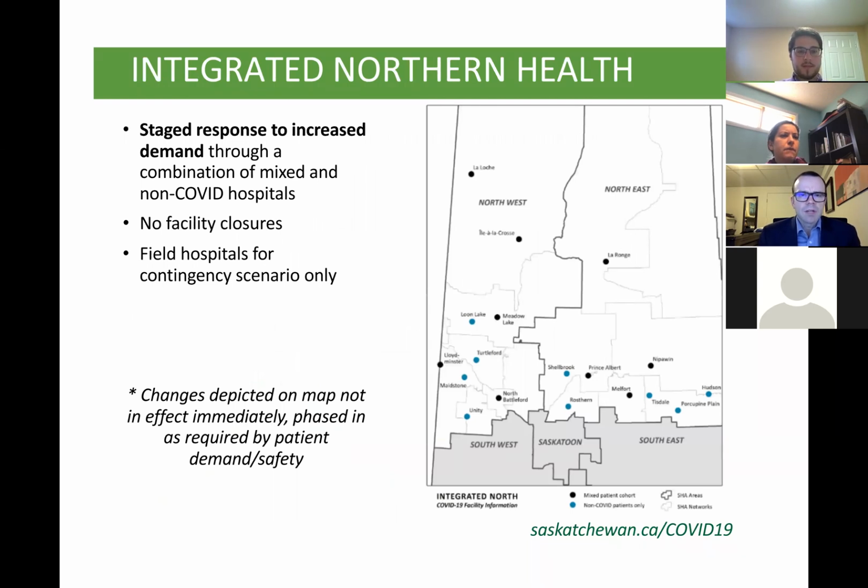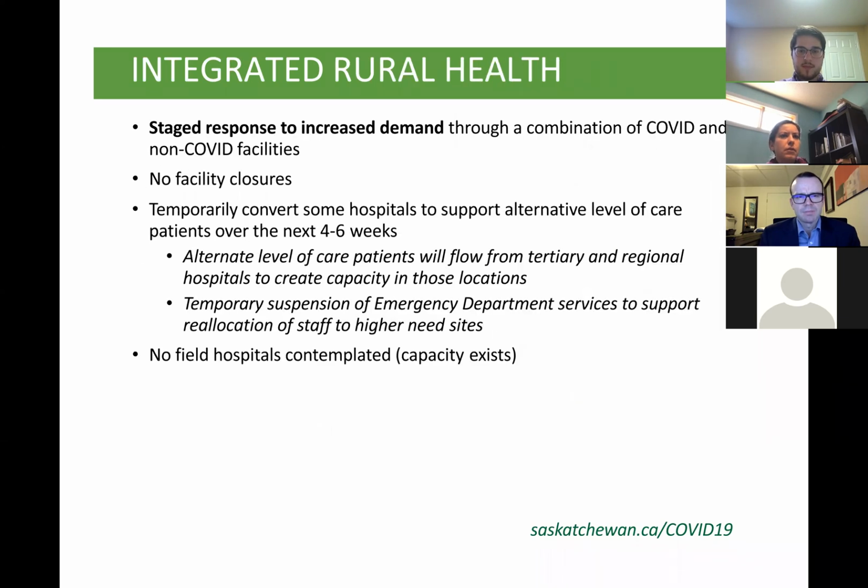I'll start off with the integrated northern area. In the north, they have a staged response to increased demand through a combination of mixed and non-COVID hospitals. We have not identified any COVID-designated hospitals for the north. There are no facility closures, and field hospitals have been contemplated, but only in a contingency scenario. So we're not actively building any field hospitals for the north right now. And you can see, based on the breakdown there, the locations of hospitals that would be mixed versus those that would be non-COVID hospitals. Next slide, please.